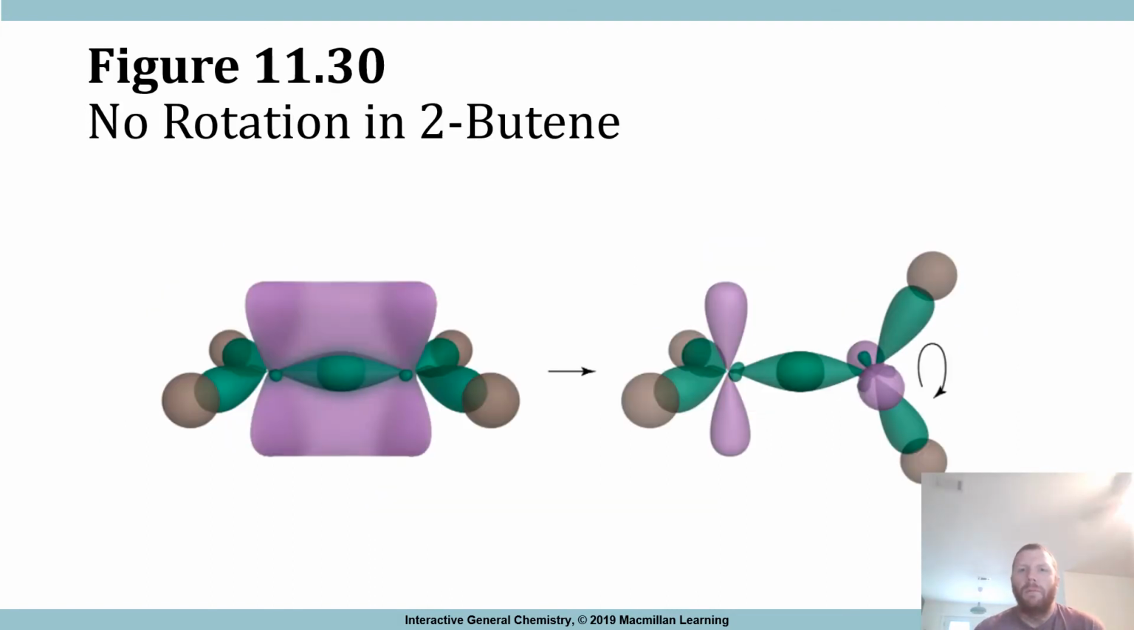Now, if we compare that to 2-butene, 2-butene is going to have a total of 4 carbons, and we're going to have CH3, CH, CH, CH3. We've got this double bond right here, and that kind of locks it in position. It's stuck there. This double bond basically makes the molecule much more rigid.